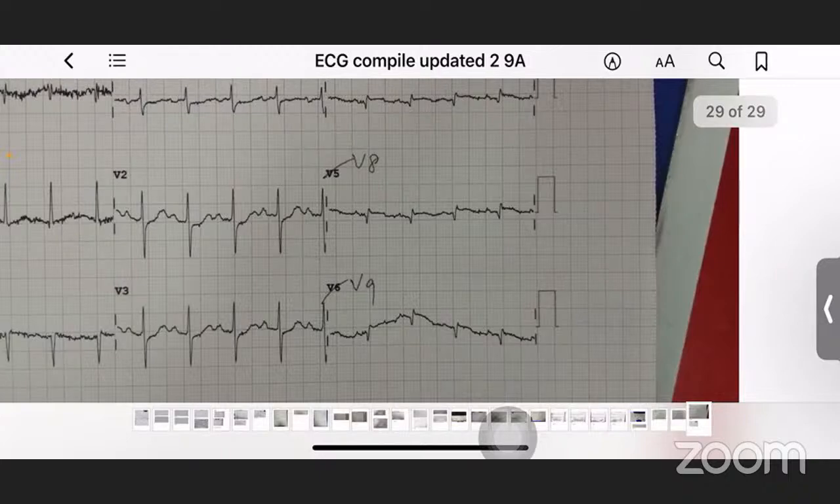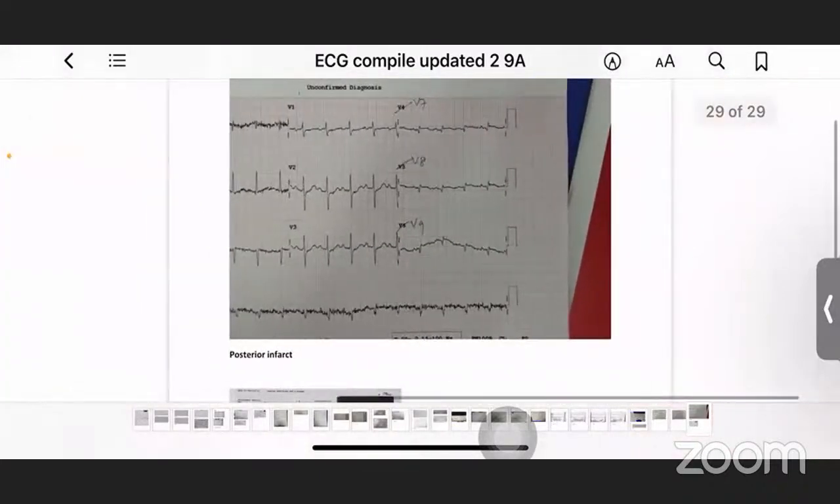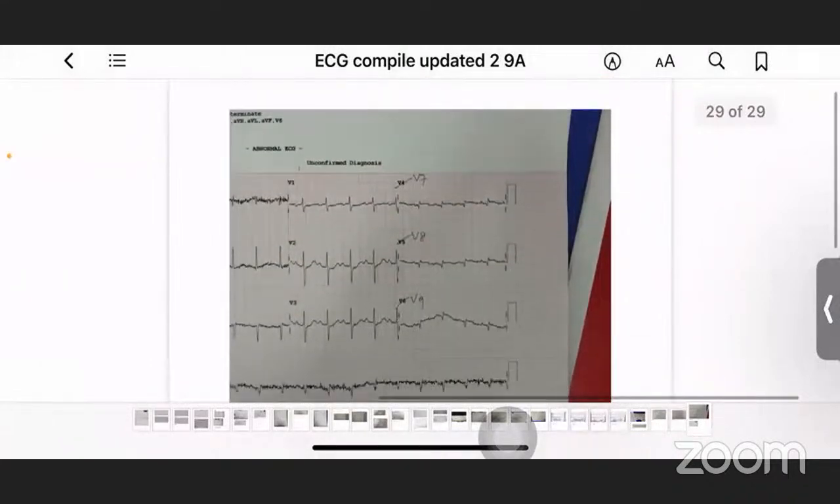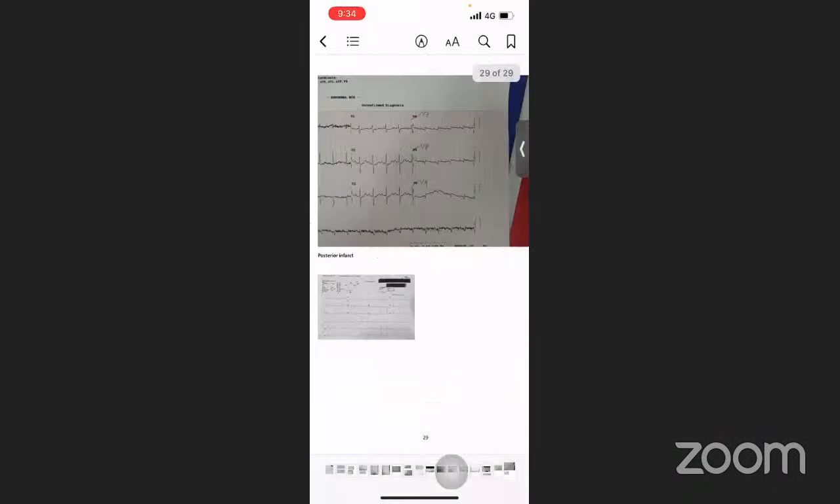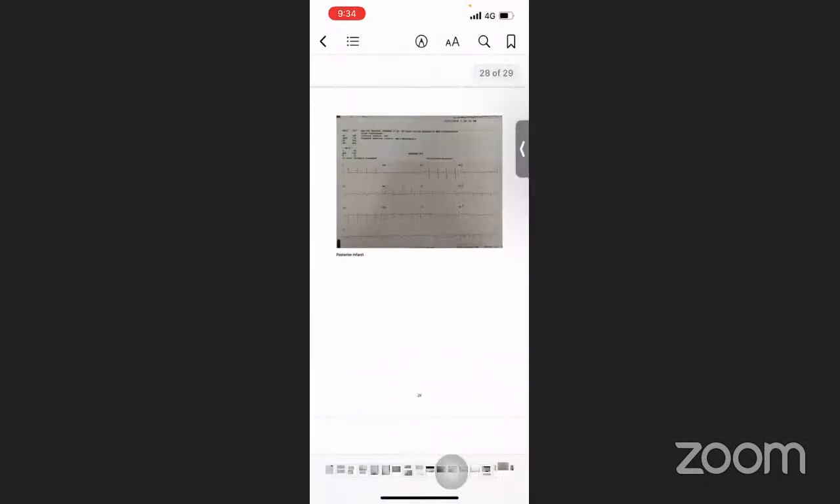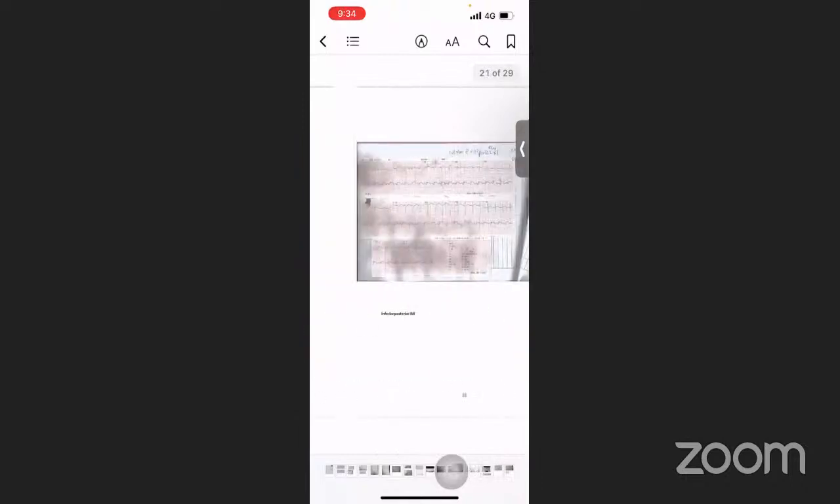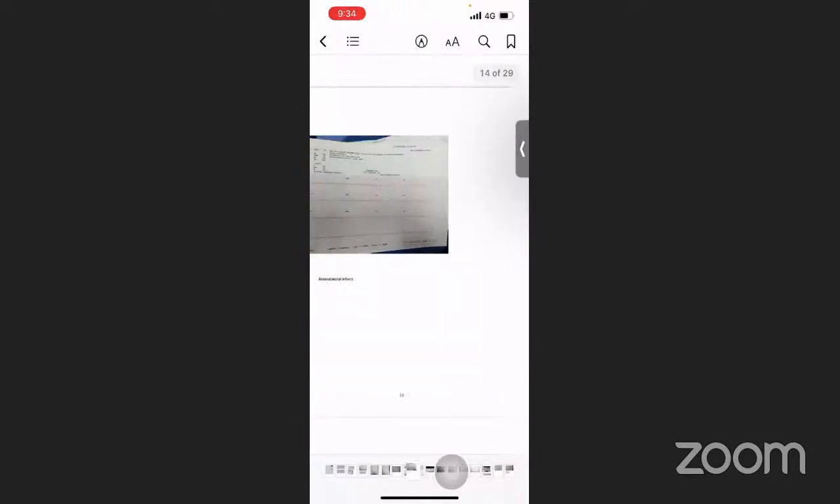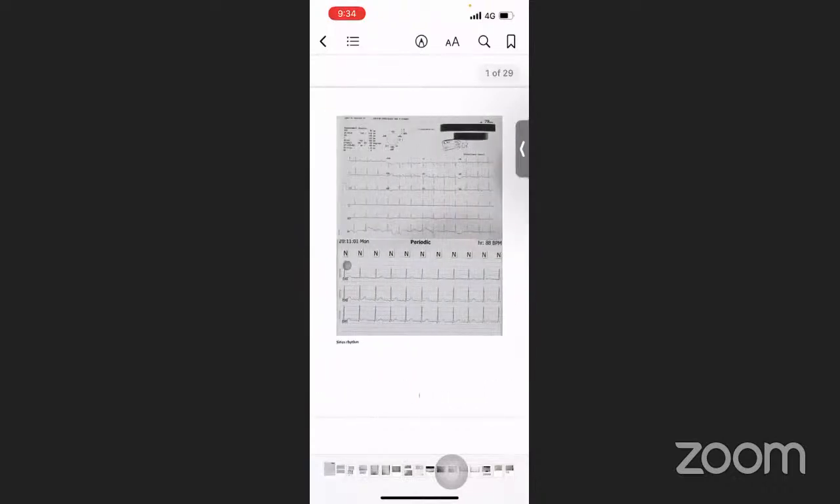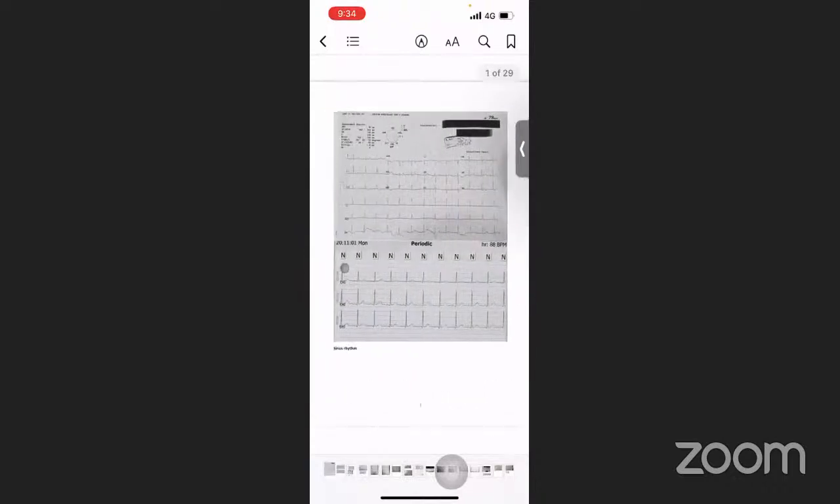Okay, so now we go to this. How come this is only one page? Oh, okay. We are now already half an hour in. So okay, start with this.